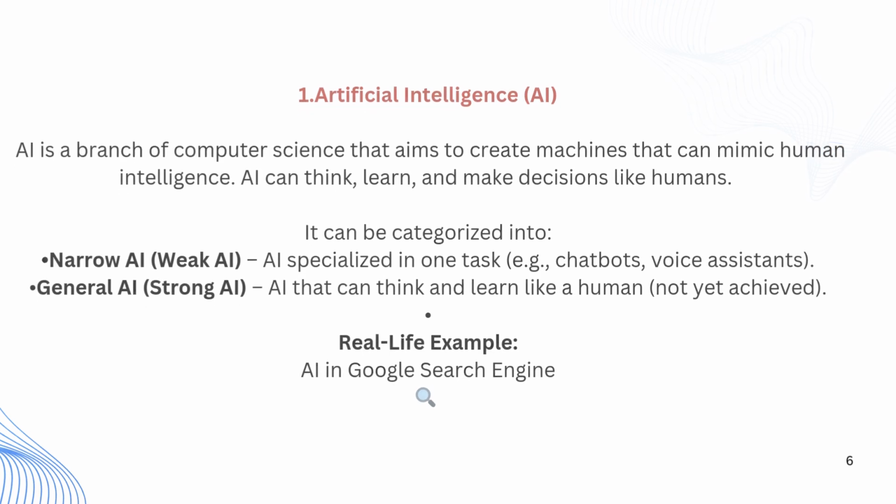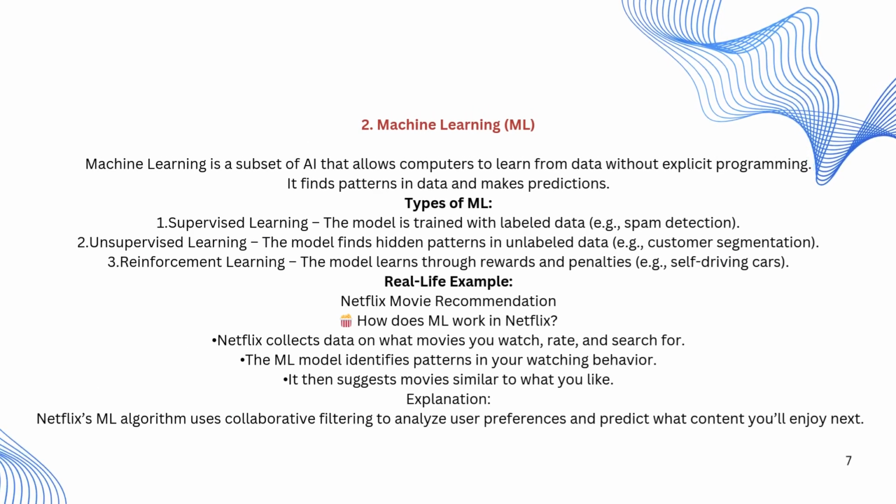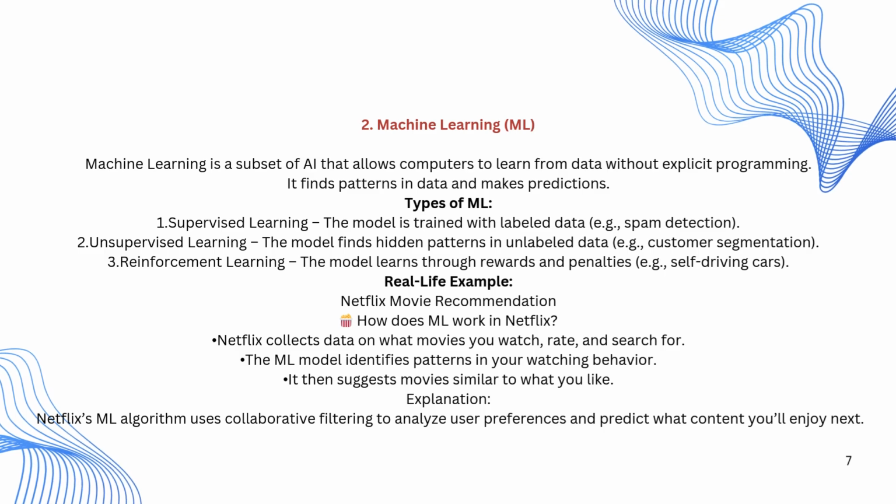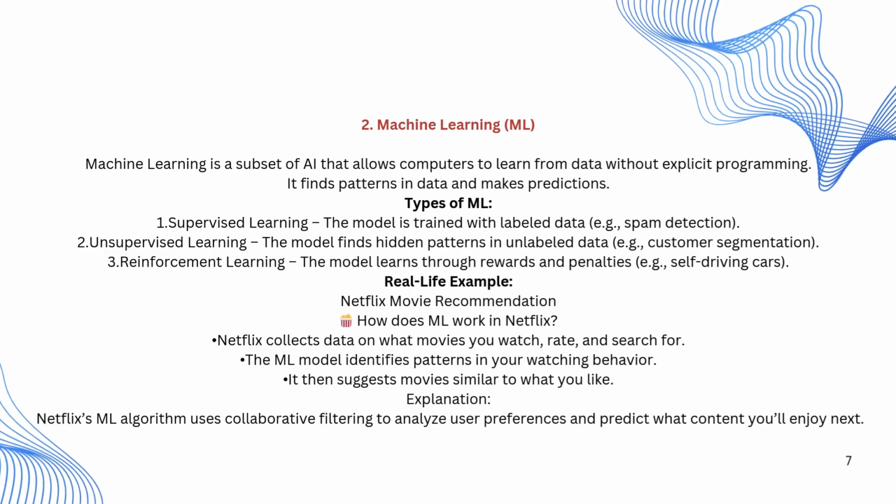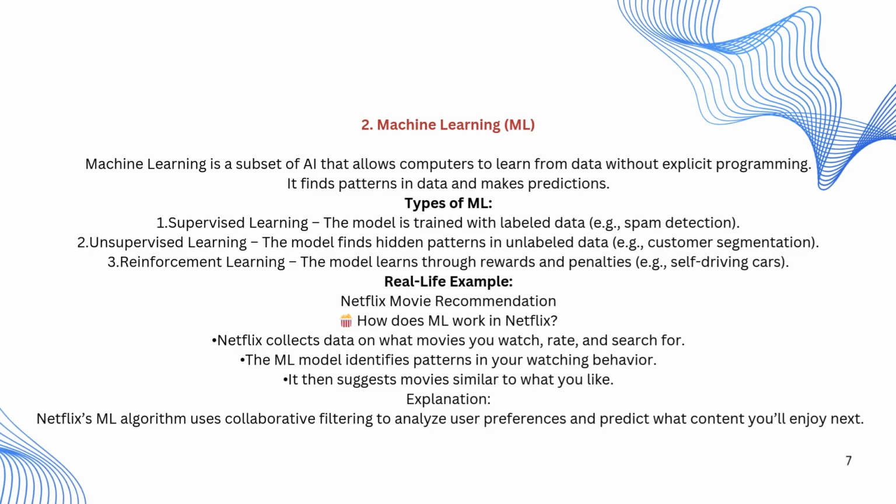Now coming forward to machine learning. Machine learning is a subset of AI that allows the computer to learn from data without explicit programming. It finds patterns in data and makes predictions. There are three types of ML: supervised machine learning, which learns from labeled data; unsupervised learning, finding hidden patterns; and reinforcement learning, learning through rewards. That is basically used in self-driving cars.